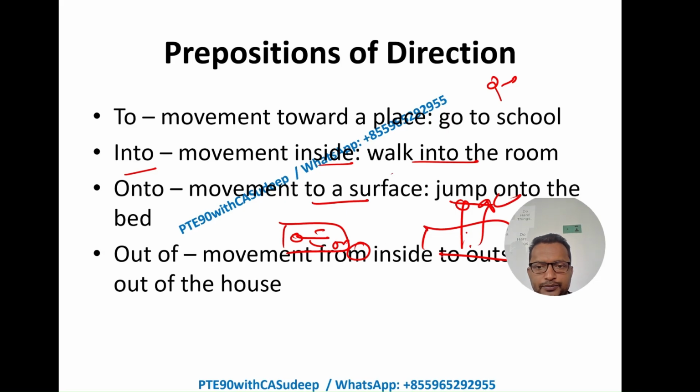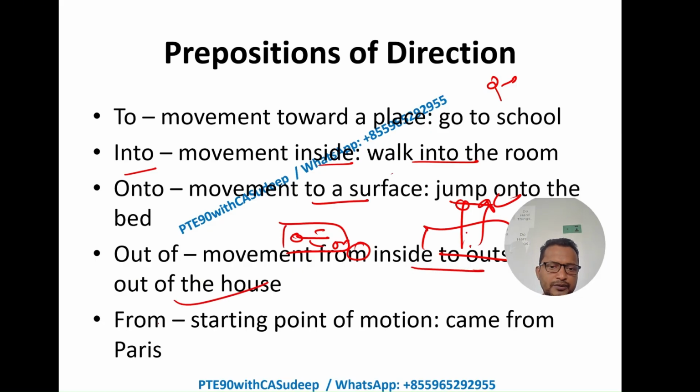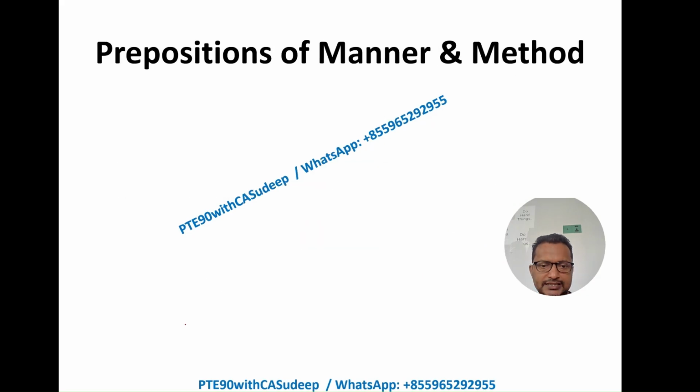Out of, movement from inside, out of, right? I think this is easy. From, starting point of the motion, right? She came from Paris. You cannot say she came since Paris. No, that's why movement should be there. If there's a movement, put from. If there's no movement, you can put since, right?